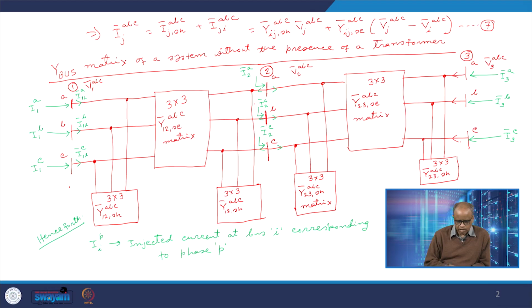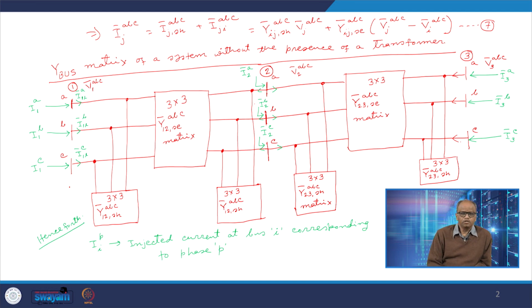Okay, welcome to this lecture on modeling, analysis and estimation of three-phase unbalanced power network. In the last lecture, we started looking into the modeling of a simple system, a 3-bus system. Essentially this was the system we considered: bus 1, bus 2 and bus 3, and so far we have not considered any transformer in this system.